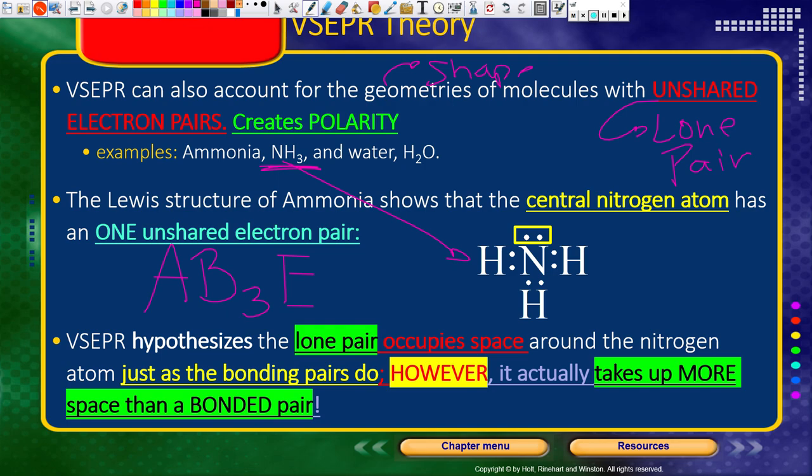Now, here's again something that's important. VSEPR hypothesizes. What's the definition of a hypothesis? An educated guess. Now I know what you might think. Why are they guessing at this? Shouldn't they know what it is? And you're right. But here's the problem. We are constantly fine-tuning these models. In fact, here's a specific example of them fine-tuning.